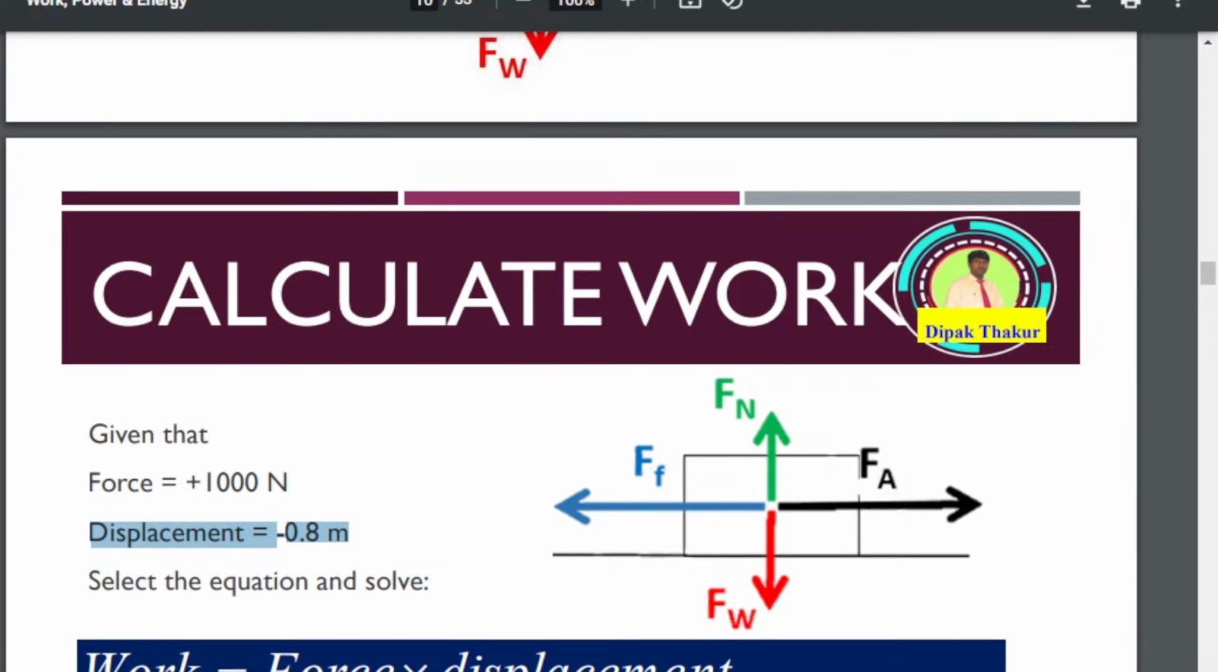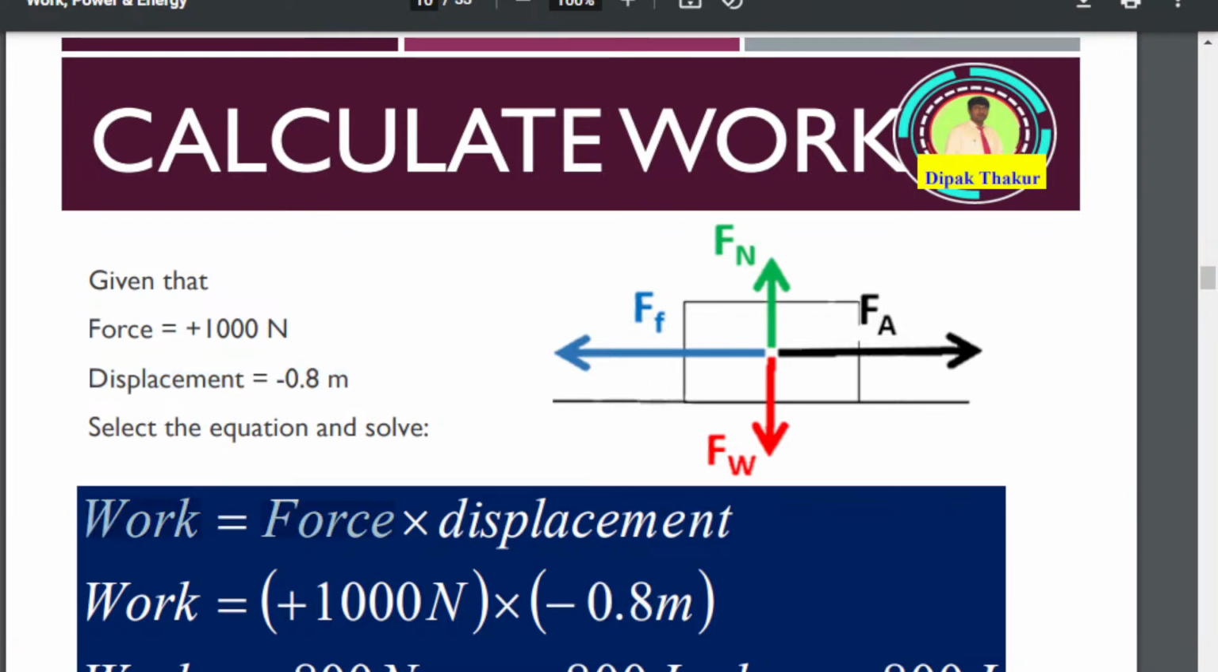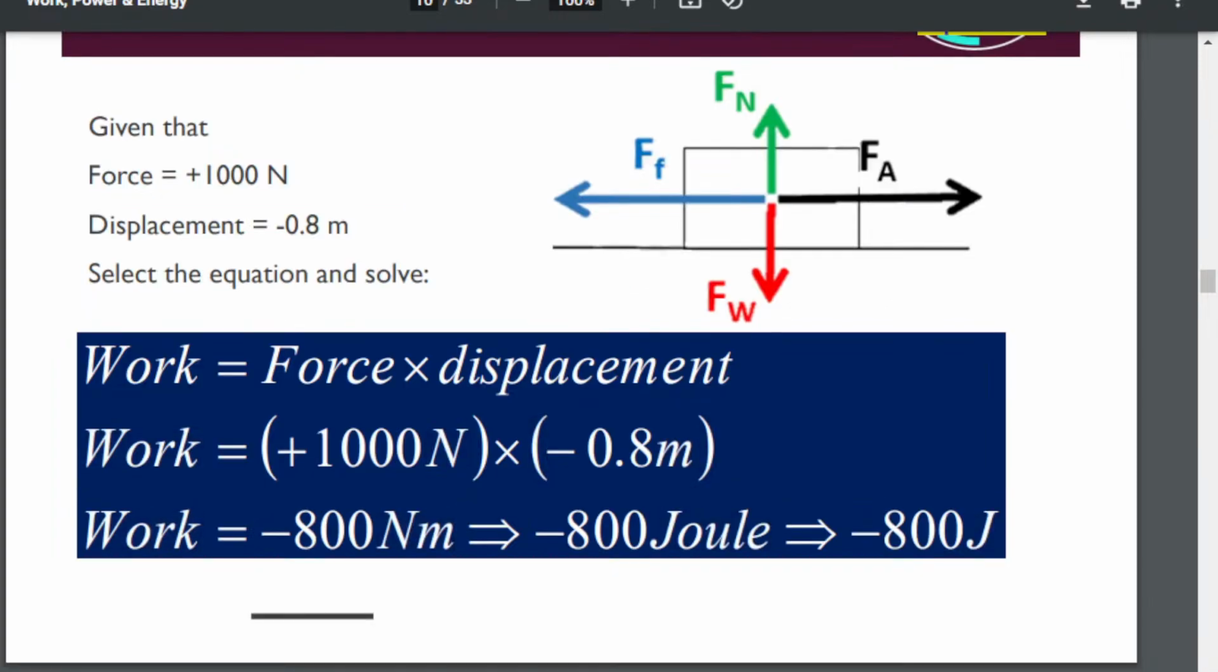Now we select the equation: work done equals force into displacement, the same equation. We put work done equal to plus 1000 Newton into minus 0.8 meter. Here you will see that the work done is again the same magnitude, but the sign is negative: minus 800 Newton meter, which we call minus 800 joule, or minus 800 J.